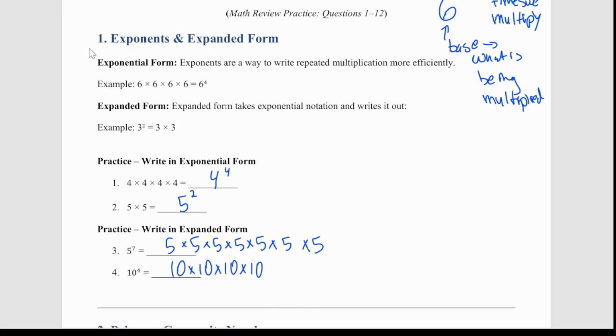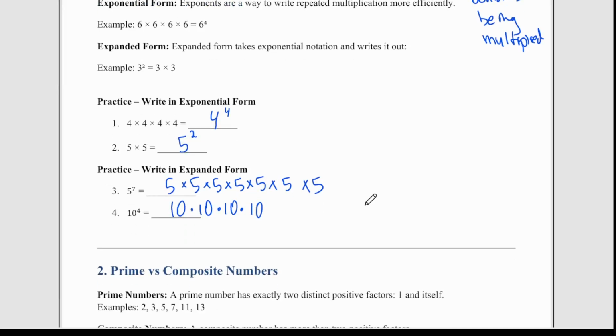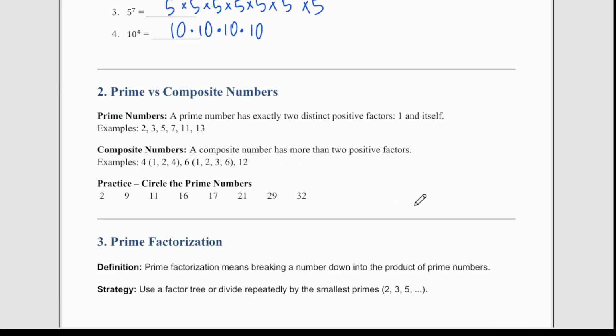Now, I wrote this with x's, but as you get further in math, just to make sure that we don't confuse this with a variable, you may see that multiplication instead written with a dot like this. Those mean the same thing. We're going to utilize exponential forms in order to express our answers, and we're also going to have to know what the difference is between a prime and a composite number.